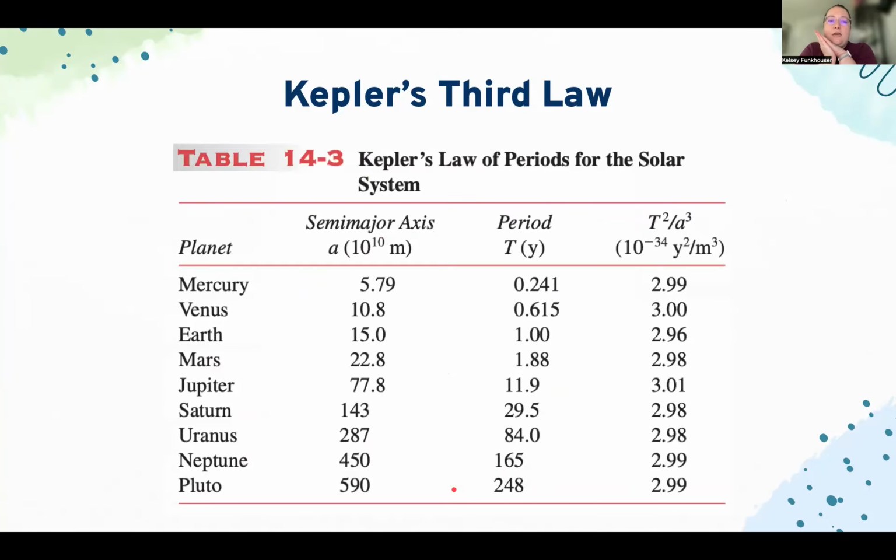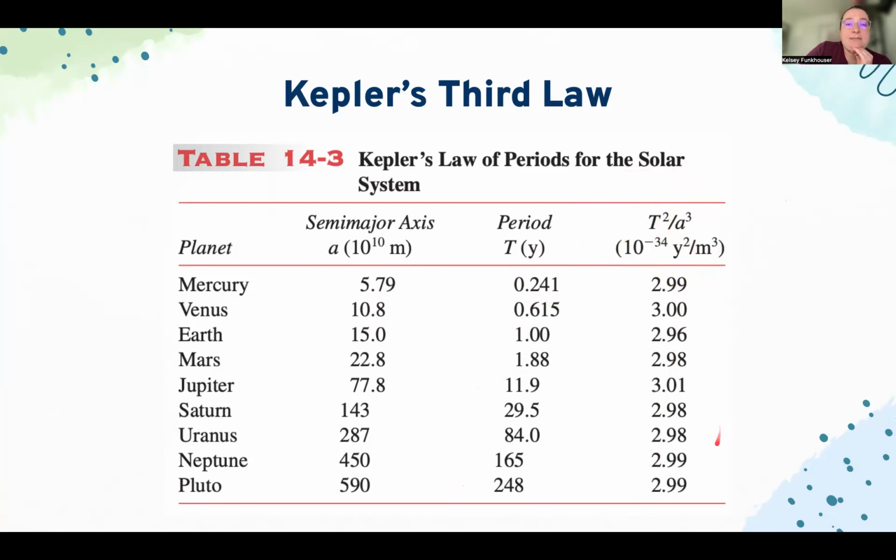And now we can look at Kepler's third law, or how it plays out in our solar system. You can see the connection here in these relationships. You can test it if you want to. But the thing I actually wanted to point out is this column here, which is T squared over A cubed, or the period squared divided by the semi-major axis cubed, or the radius.